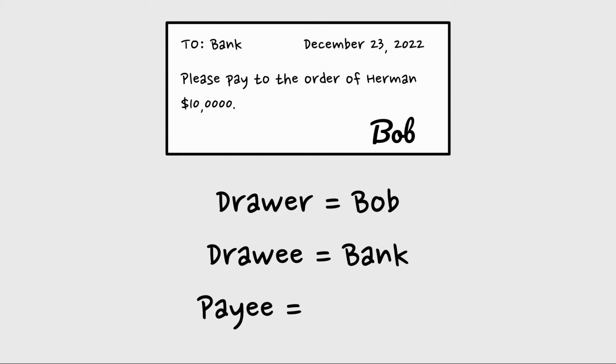And the payee would be the final party of a draft, which is the person to whom Bob is directing the bank to make payment. Here would be Herman, right? He is the payee. So we saw a note has just two parties. A draft has three parties.